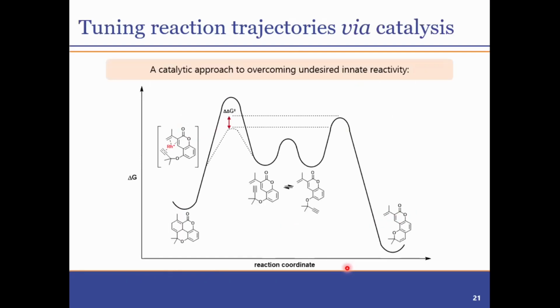Just to summarize what I've told you thus far, it's how we developed a catalytic approach to overcoming undesired innate reactivity. We had this molecule that can equilibrate between two different conformations and innately wanted to undergo an undesired reaction pathway, due to the fact that this is a lower energy barrier compared to the chemistry we had been looking for. In order to lower that barrier to activation, we utilized rhodium catalysis, which effectively lowers the activation barrier so that now this is the favorable pathway. So you can see here, lowering the activation barrier so that now this is the higher energy pathway, so that we could selectively obtain this cyclohexadiene.